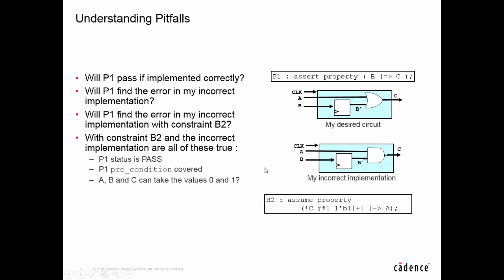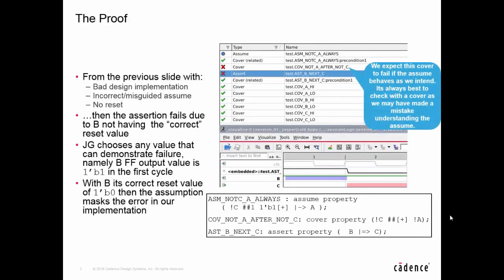So the bottom line here is that going from a simple circuit that we knew this assertion would detect a failure, the assumption hides that from us, and all of the kind of normal metrics we use, like the status of the property, whether the left-hand side of the property can occur or not, and whether A, B, and C can all take on value 0 or 1, this assumption hides that problem. So how do we know we did something wrong? Well, that's the million-dollar question, of course.